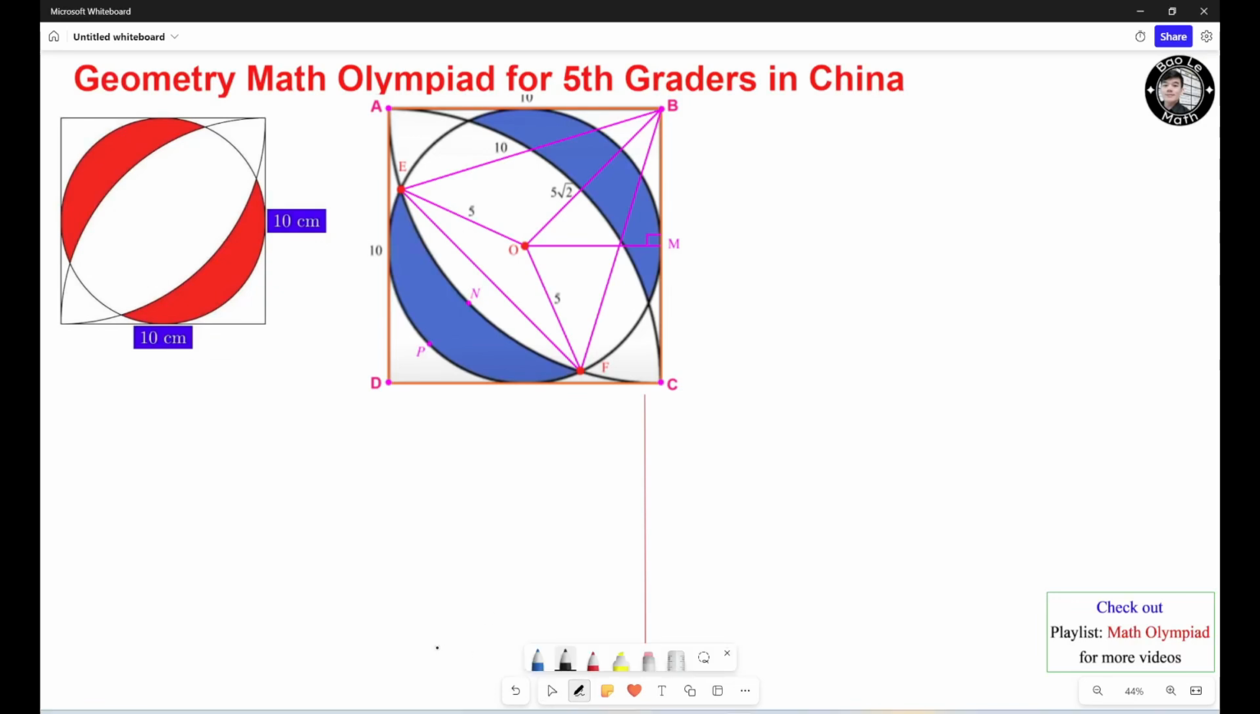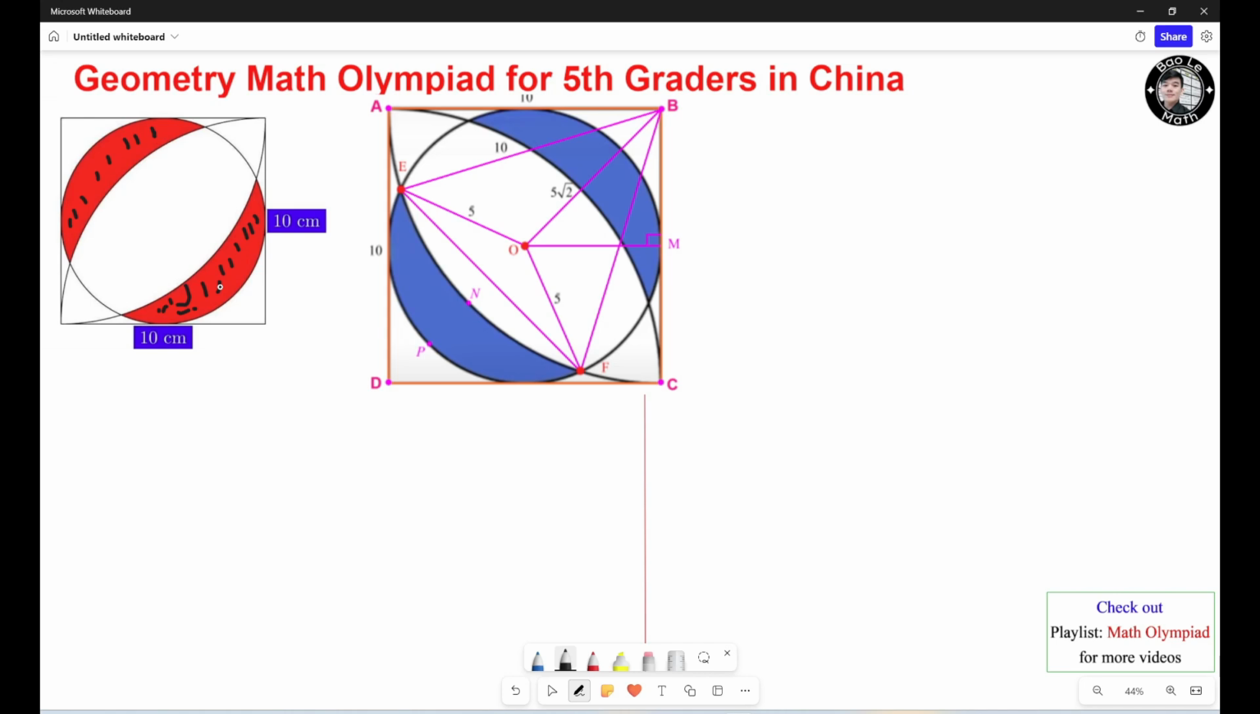Everyone, in this video we're going to learn how to solve this geometry math Olympiad problem for 5th graders in China. Before we start, let's pause the video and give it a try. Alright, let's get started. Given the picture, the question asks us to calculate the area of the shaded region right here.